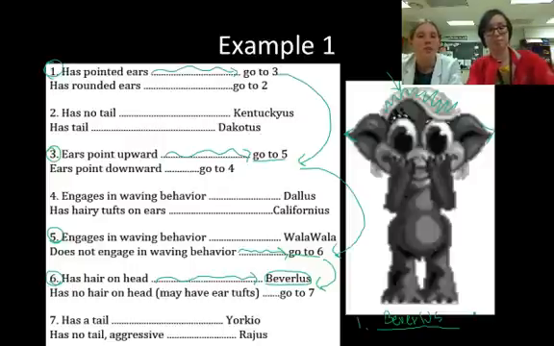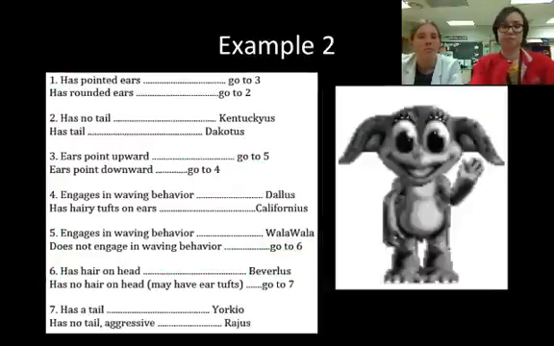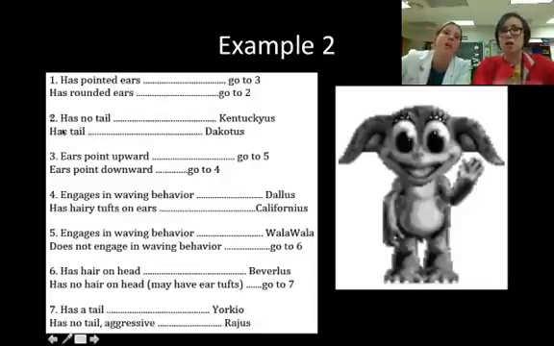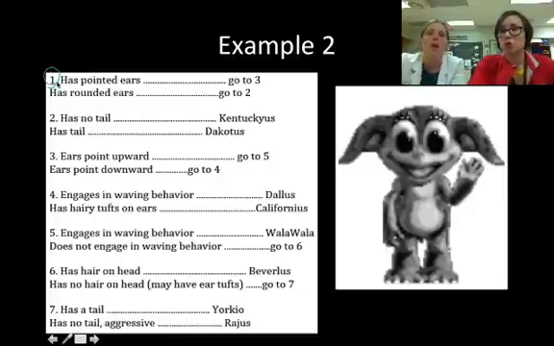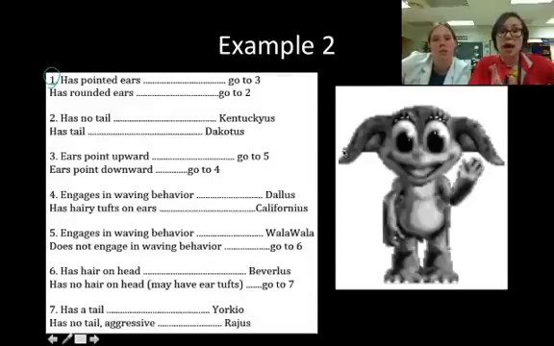Okay, so let's do another example together. Okay, so here's creature number 2. So I'm going to start at number 1, it's our number 1 rule. All right, and we're going to go a little bit quicker this time. Let's try it out. So my first choice is: has pointed ears or has rounded ears?